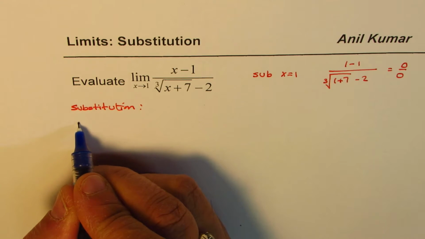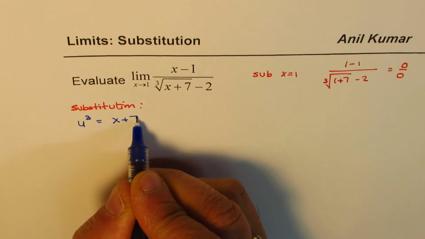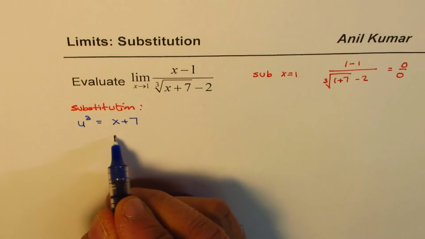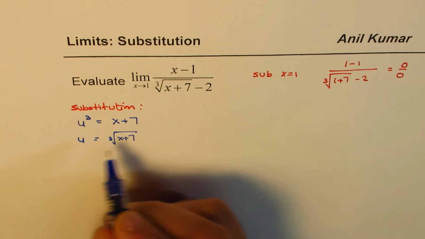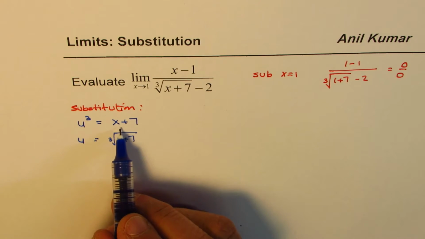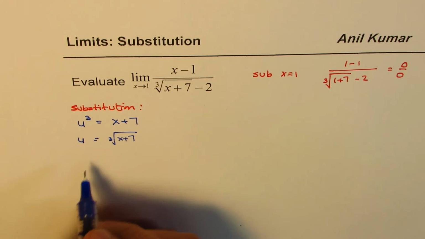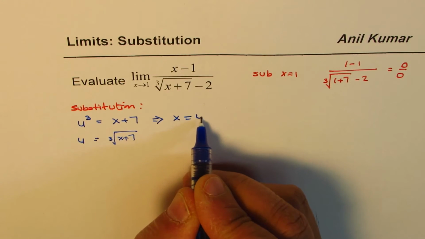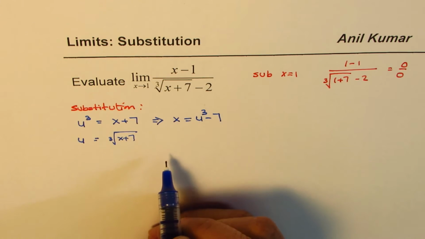So if I substitute, let us say, u cube equals x plus 7, in that case, the cube root of x plus 7 will be equal to u. Perfect. So I have u minus 2 in the denominator. Now, in this substitution, I can isolate x also because that's in the numerator. So let me rearrange: I could write x as u cube minus 7. So x could be replaced by u cube minus 7.